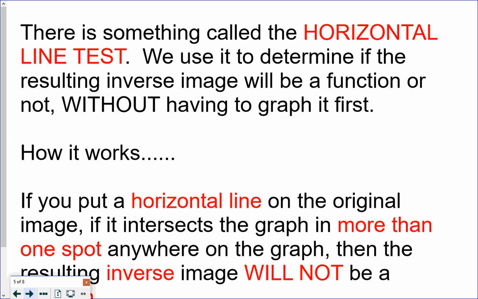So there is something called the horizontal line test. In grade 10, I taught you about the vertical line test, and that's how we used to determine if something is a function or not. Now, there's also something called the horizontal line test. We can use it to determine if the resulting inverse image will be a function or not without having to graph it first. The reason I cover this is mainly for the diploma.